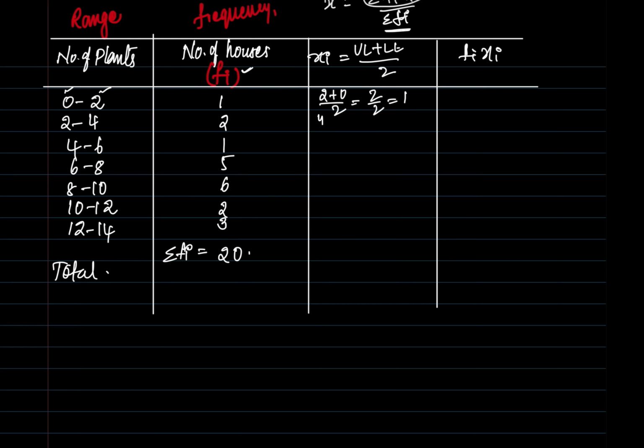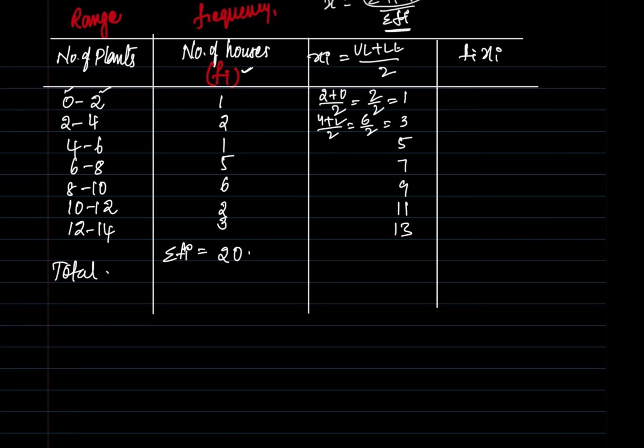And the next one is 4 plus 2 by 2, that is equal to 6 by 2, that is 3. So in such a way you have to solve all the other terms. Okay, I will write it directly. So next one will be 5, next one will be 7, 9, 11, 13.